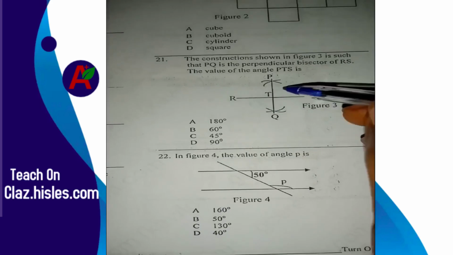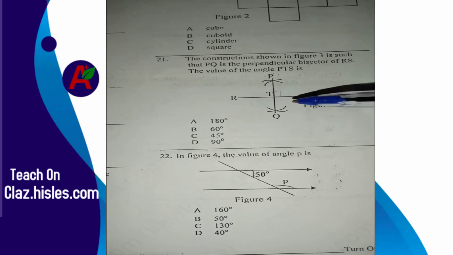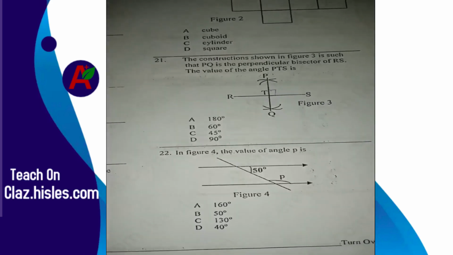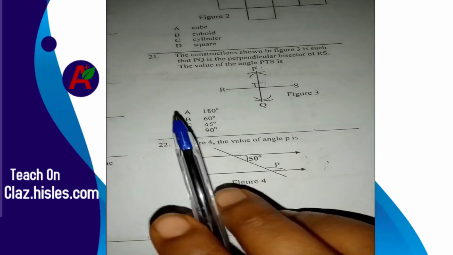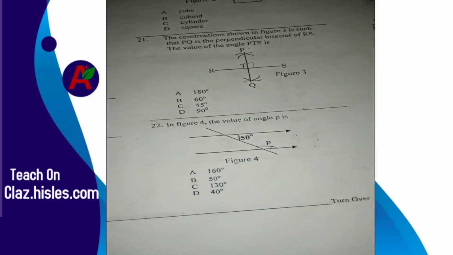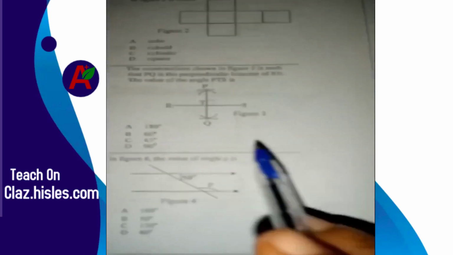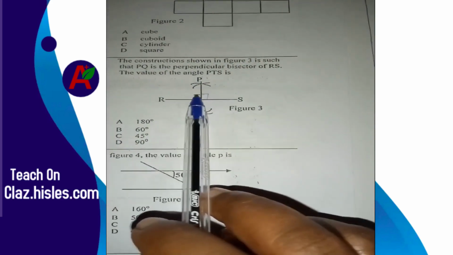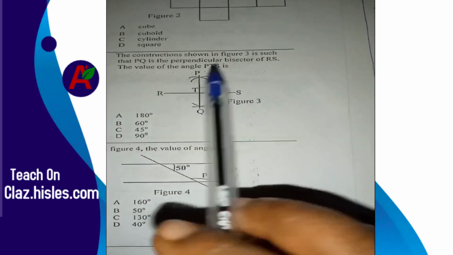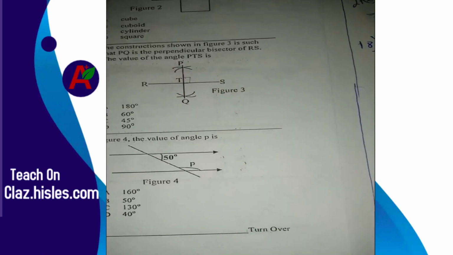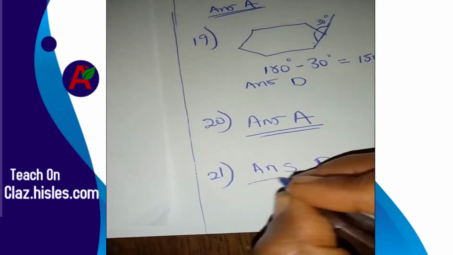What do we have? We have a right angle triangle. And what's the angle of a right angle triangle? 90 degrees. So our answer is obviously 90 degrees. So the answer to question 21 is D. Because PTS, from P to T to S, this angle is 90 degrees, because this gives us a right angle. So the answer to question 21 is D.